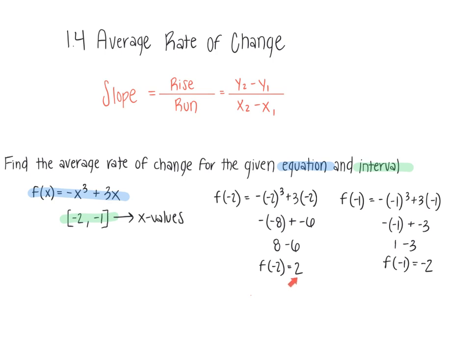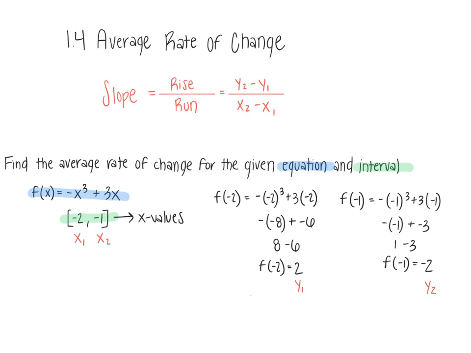Now that I have both of my y values that have a matching x value, I can go ahead and plug this information into the formula above to get what our rate of change is. I'm just going to label my x's as x1 and x2. It technically doesn't matter which one you label as x1 or x2 as long as you make sure to label the matching y value correctly. So I'm going to say -2 is my x1 and -1 is my x2, which means this is my y1 and this is my y2.